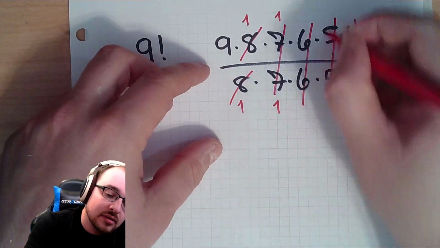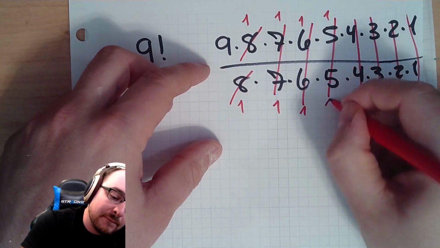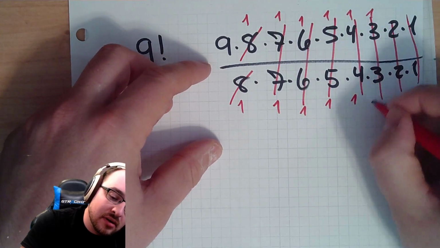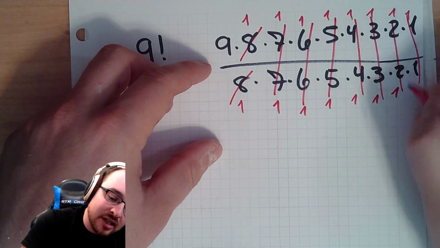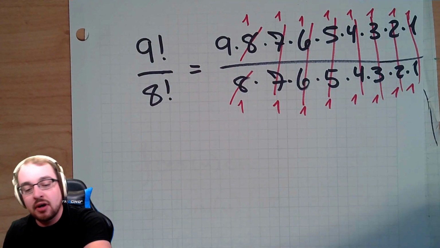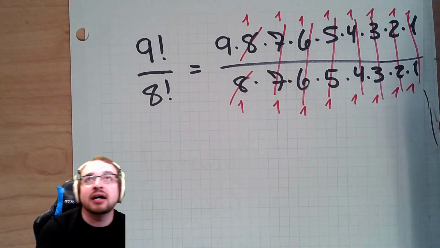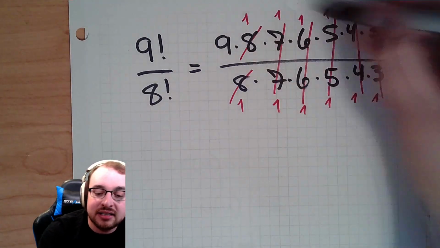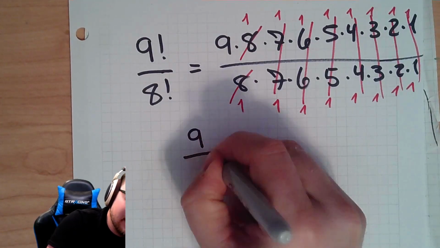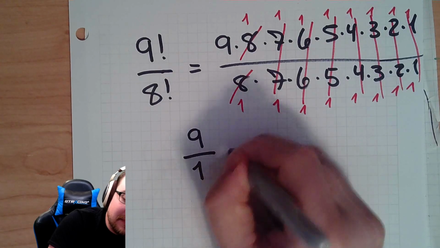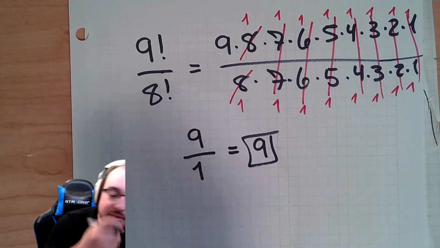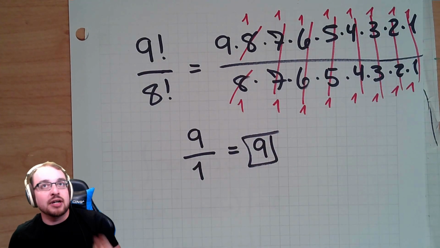Not 0, but 1. And so, without having to figure out what the giant top number is or the giant bottom number is, we can see that our answer when these divide out is that all we're going to get is 9 times a bunch of 1s in the top divided by a bunch of 1s in the bottom, or 9. So 9 factorial divided by 8 factorial is 9.